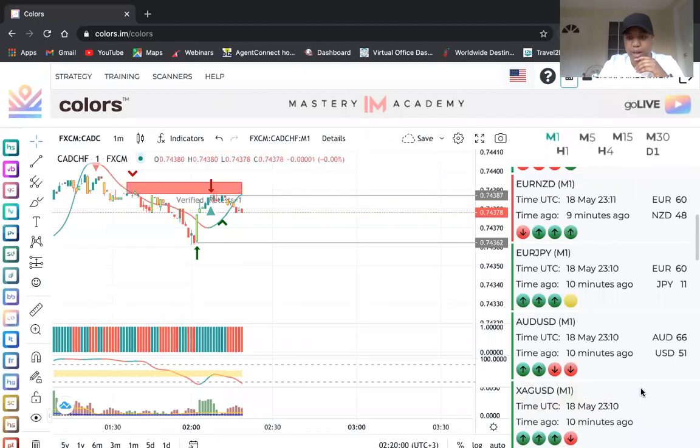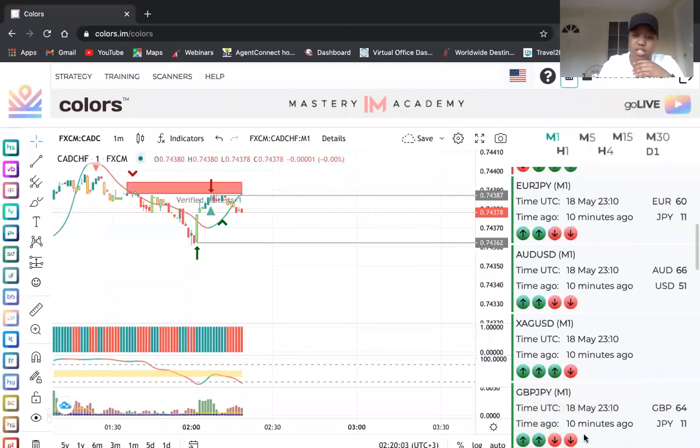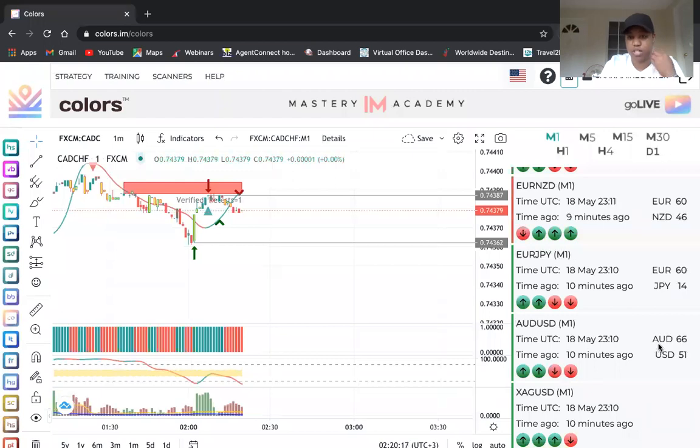So the colors on the panel, guys, you can use them as a form of confirmation as well. So right here, you have your currency strength meter. So right now, AUD is stronger than USD. So for the normal currency pairs, you do have your currency strength meter, and for indices, you don't have any currency strength meter.